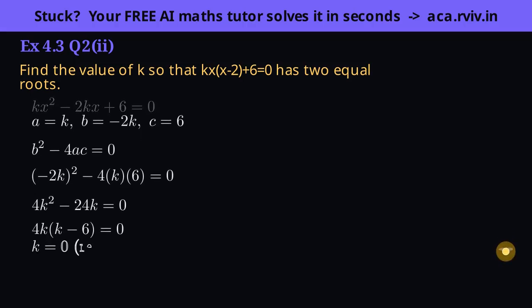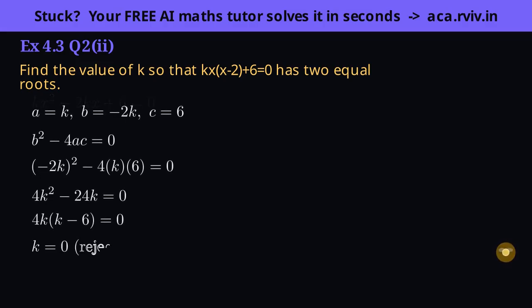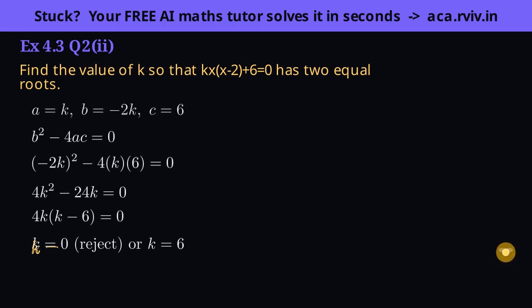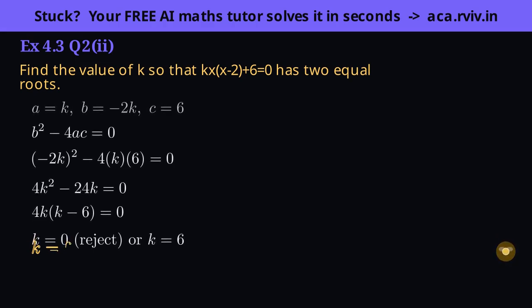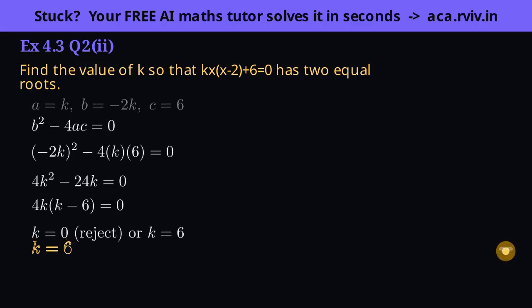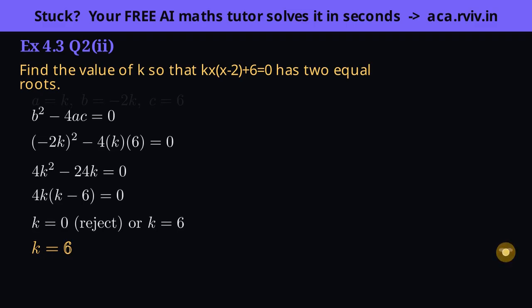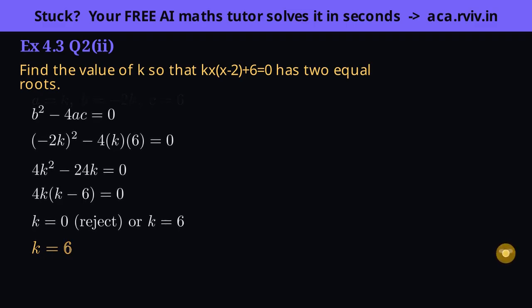But here's the catch to watch for. If k was 0, there would be no x squared term and it wouldn't be a quadratic at all. So we reject k equals 0 and keep k equals 6. Two cautions to carry forward. Always expand to standard form before reading a, b, c, and when the leading coefficient contains the unknown, reject any value that kills the x squared term. With no x squared, it isn't a quadratic, so only k equals 6 survives.